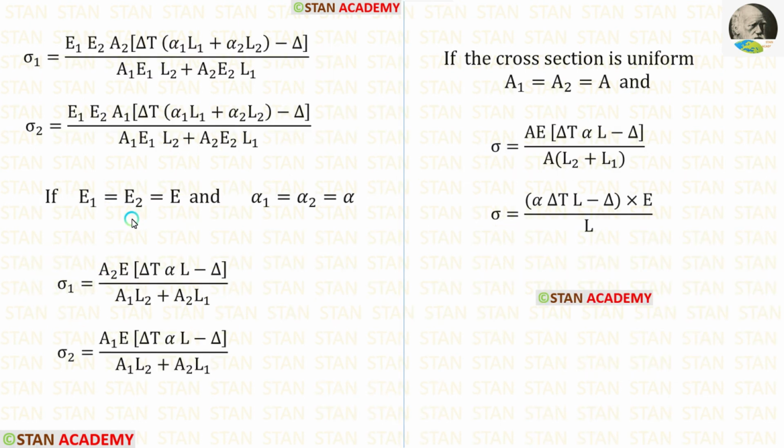Suppose the Young's modulus are same and the values of alpha are same. We can simplify these formulas like this. If the cross section is uniform, area 1 and area 2 will be A. Area can be taken outside and can be eliminated. L2 plus L1 is L. Finally, we will get this formula. This is the same formula previously we have made for the uniform cross section.